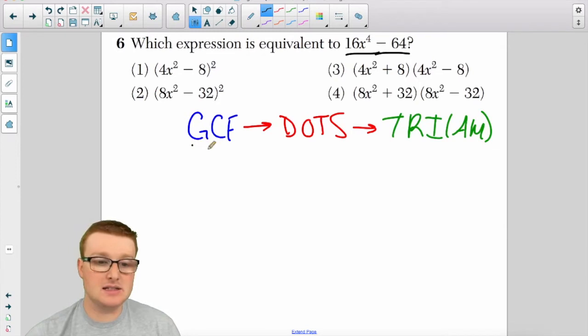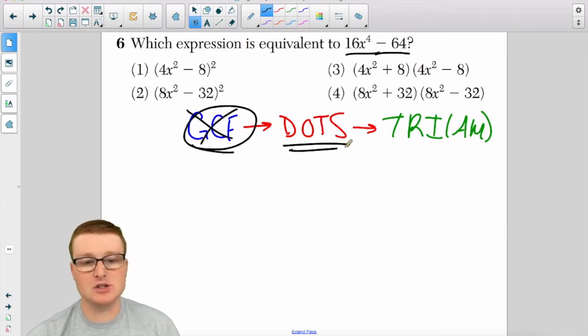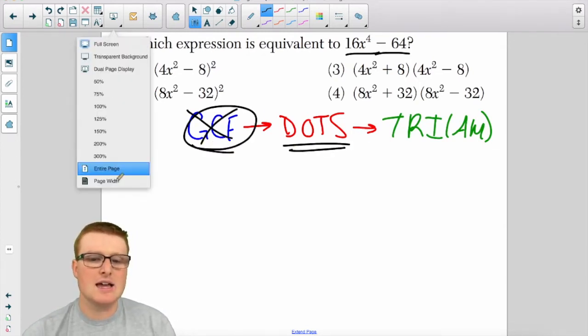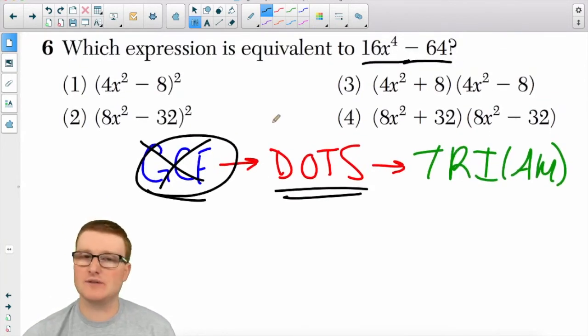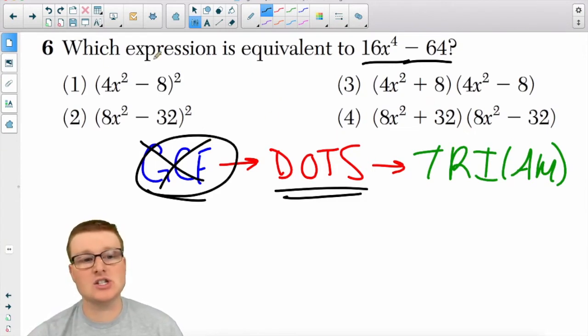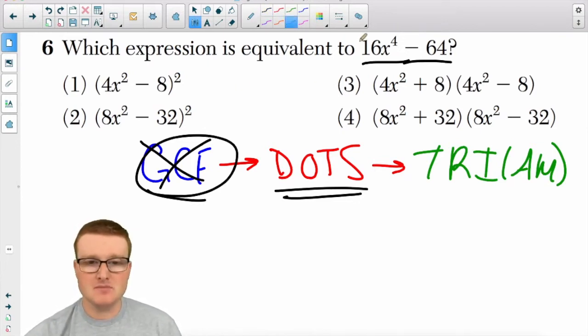They instead decided to go straight to the difference of two perfect squares, which honestly, it's not breaking any laws of math, but I think that they should have factored the GCF first and then gone on with the difference of squares. But the question asks you which expression is equivalent. It's not saying factor it completely. So anyway, besides the point, let's go ahead and factor this by the difference of two perfect squares.